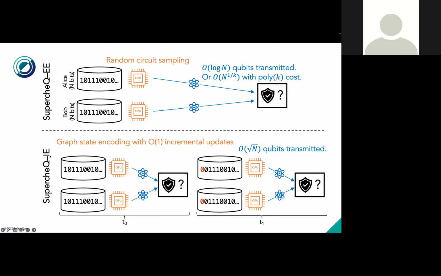And SupercheQ IE was this idea that if we take our data and it changes, we have a bit flip, we can even support resizing the file. In that case, you just add a new qubit. Then you can transfer square root of n qubits by representing the graph state. And anytime your file changes, you can apply the CZs that you need to flip the bits that you need to fix to have the updated fingerprint. And to our knowledge, it's the only incremental protocol for fingerprinting. And it's unlikely that there will ever be a classical incremental protocol based on various cryptographic papers.